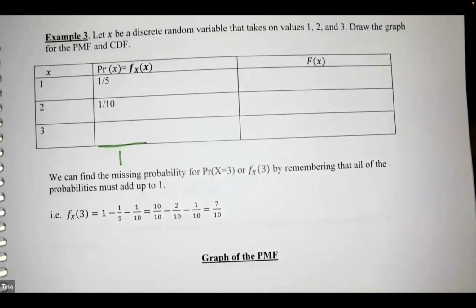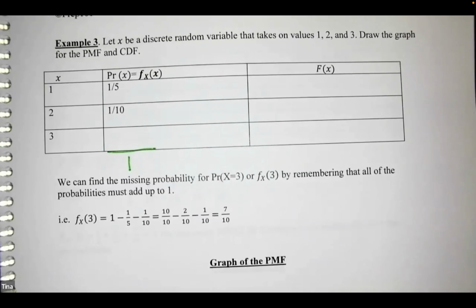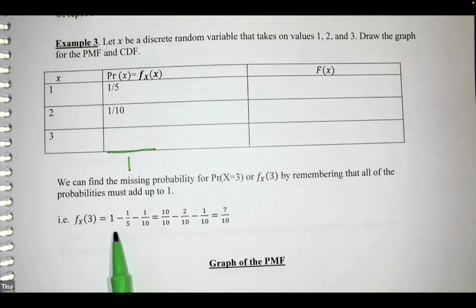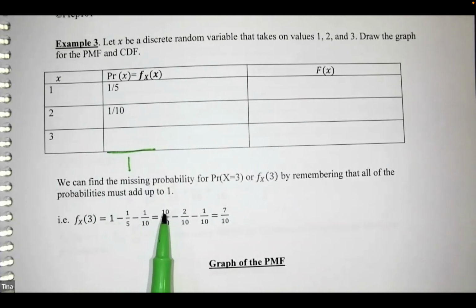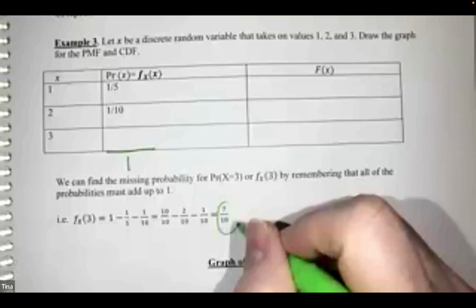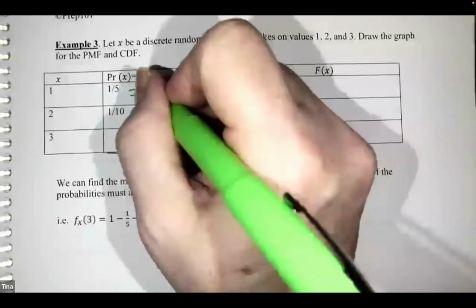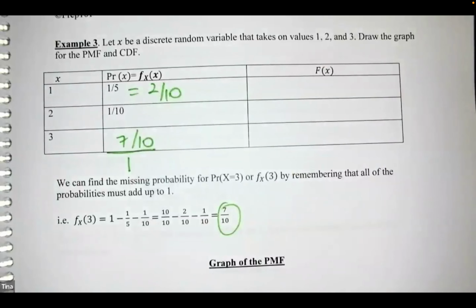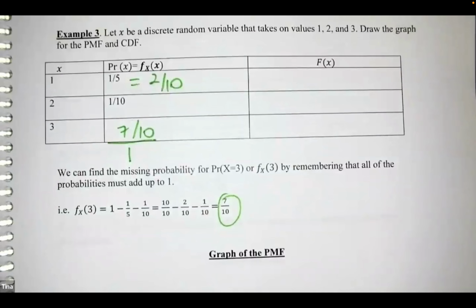So if there's a probability missing from your chart or from your values, just do 1 minus the rest. So I just did 1 minus a fifth minus a tenth. 1 is like 10 over 10, common denominator, so 10/10 minus 2/10 minus 1/10 is 7/10. So that would be my value here. I'm going to write this as tenths so that they all have a common denominator.